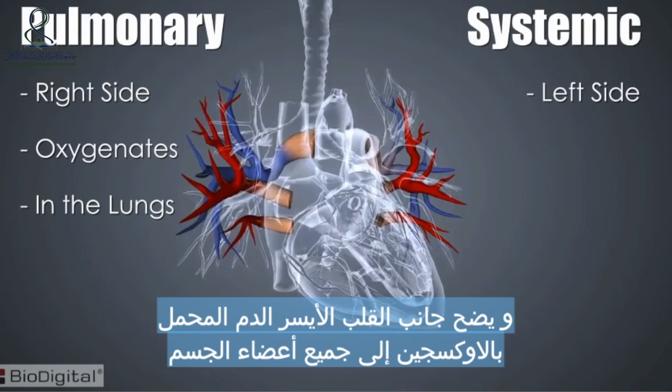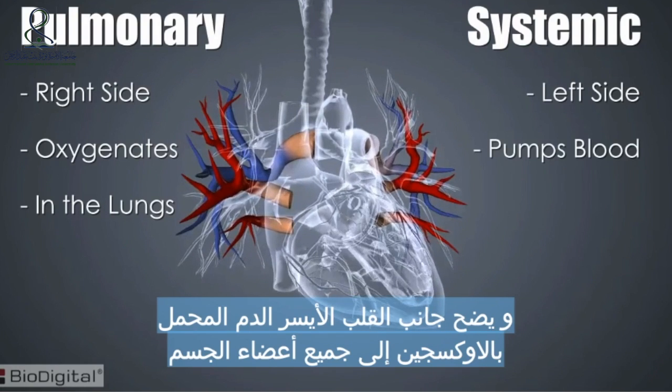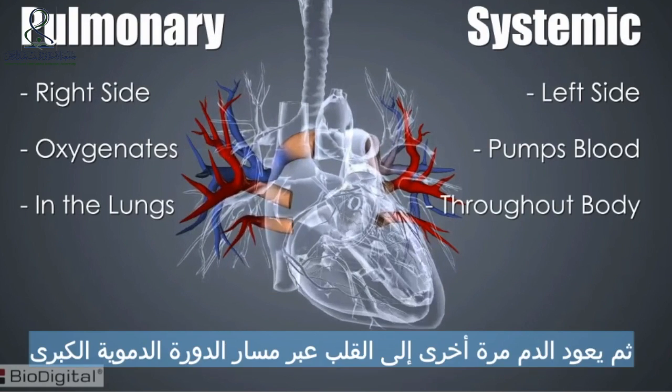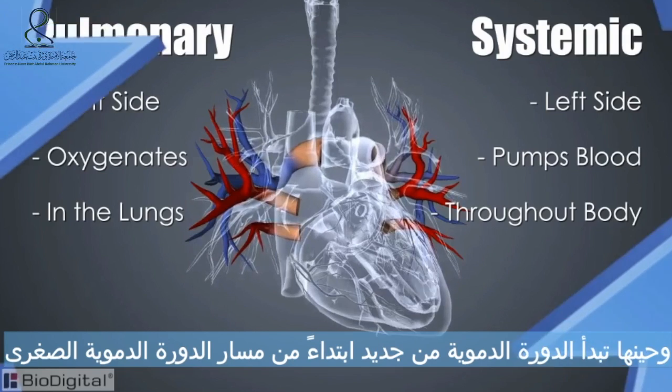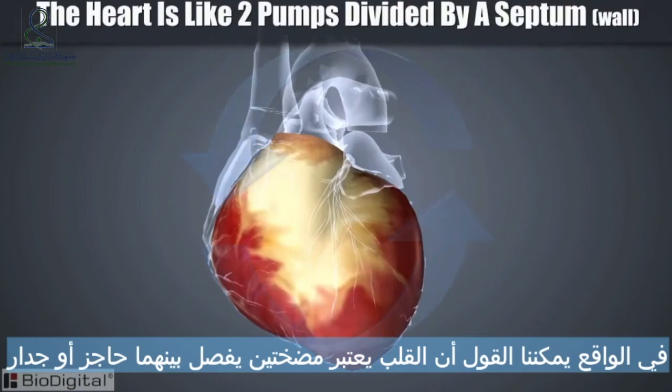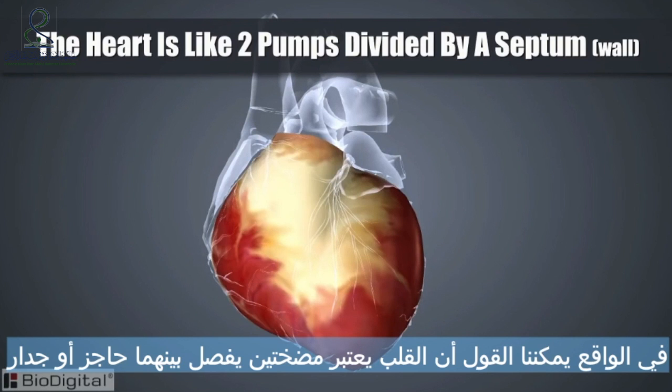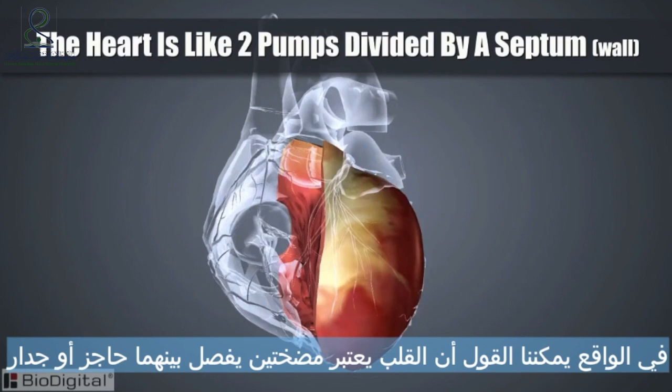The left side of the heart pumps oxygenated blood to the entire body. The blood is then returned to the heart via the systemic pathway, where the cycle begins again through the pulmonary pathway. It can be said that the heart is actually two pumps divided by a septum, or wall.